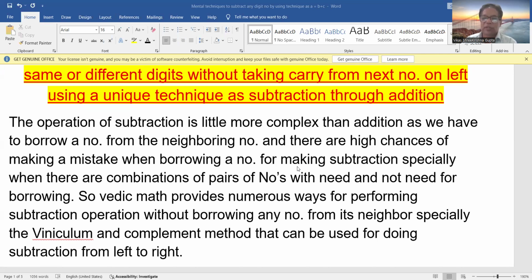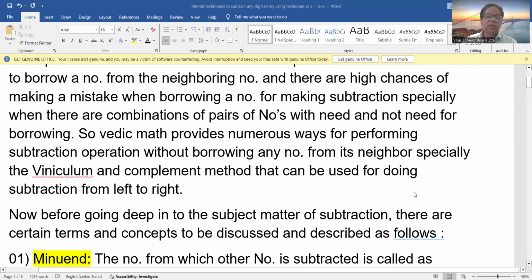So this Vedic maths provides you numerous ways. At least I will teach you 5 different techniques of subtracting without taking any borrow. So please come, see, I will teach you.